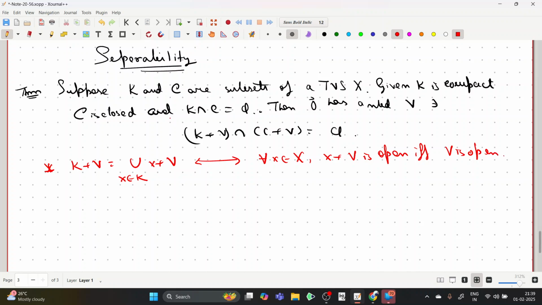This we had studied. So now we are given V to be a neighborhood, so V is open. That means X plus V is open for every X in X, therefore for every X in K. And we also know from the basic definition of topology that an arbitrary union of open sets is still open. So this implies that K plus V is an open set. So K plus V can be readily understood to be open, and it's not just an open set, but it's an open set containing K, which we can immediately observe.